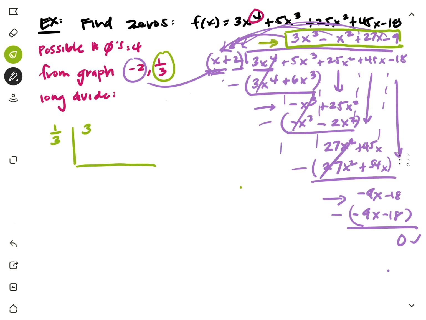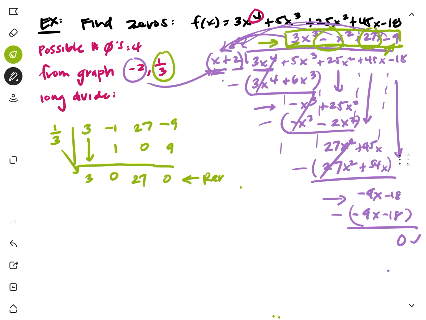Okay, so for synthetic division, we're going to drop down our first number. And we're going to multiply. So 1/3 times 3 is going to be 1. Then we're going to add the two numbers and drop it down. And we're going to multiply. We're going to add again. 27 plus 0 is 27. Then we're going to multiply 1/3 times 27, which is 9. And we're going to add again, and we should end up with 0.